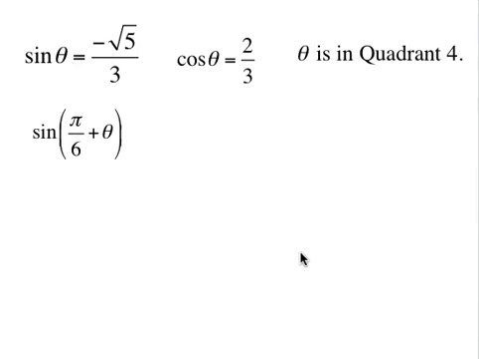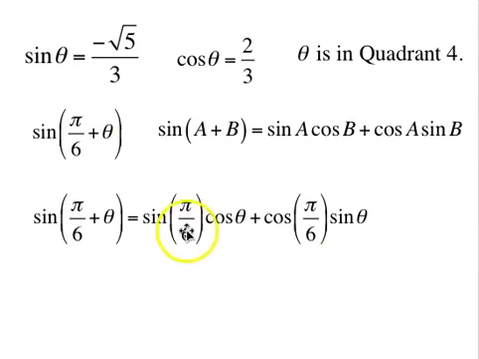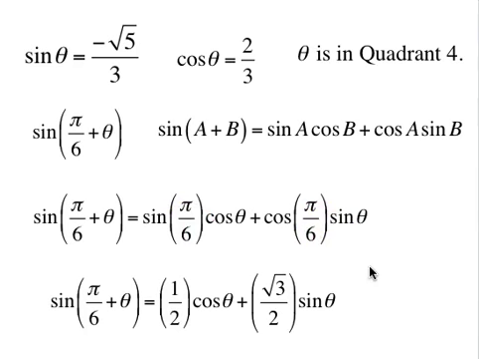Next, we're going to look for sine of pi over 6 plus theta. Well, what do we need for that? We need this rule. Sine of a plus b is sine a cos b plus cos a sine b, where a is pi over 6 and b is theta. So you'll notice sine a, sine pi over 6, cos theta, plus cos pi over 6 sine theta. Sine of pi over 6 is 1/2. Cos of pi over 6 is root 3 over 2. But we also know that cos theta is 2/3 and sine theta is negative root 5 over 3. So we can make those substitutions.